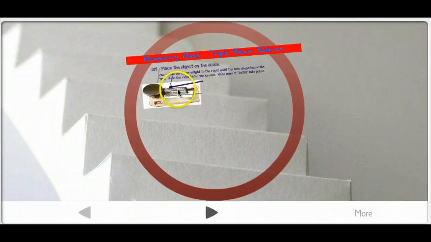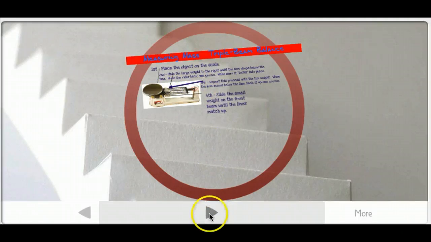So you slide the large weight until it drops below the line, and then you move it back one spot into place. Third step, you repeat that process with the weights in the middle beam, or the top beam, until the line moves back to the groove. The last step, you slide the small weight in the front of the beam, right here, until these lines match up. Again, we'll get practice with this once you get in class. Then, like we did before, you add the three masses together to get the complete mass of the object that you're weighing.